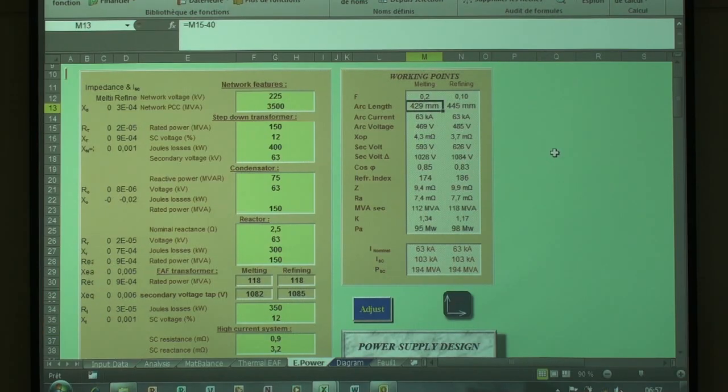Arc length is the arc voltage, arc voltage minus 40, because you have 30 volts voltage drop at the plus side and 10 volts voltage drop on the minus side. And it's considered 1 volt per millimeter, so 10 volts per centimeter.